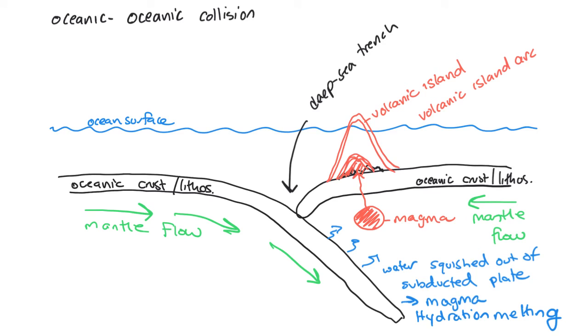arc. So the main features that we would expect to see at an oceanic to oceanic collision zone are going to be the deep sea trench and then the volcanic island arc. So if we see these features out in the middle of the ocean, we can be pretty sure that oceanic to oceanic collision is occurring there. We'll look at some examples of where this happens around the world in a little bit.